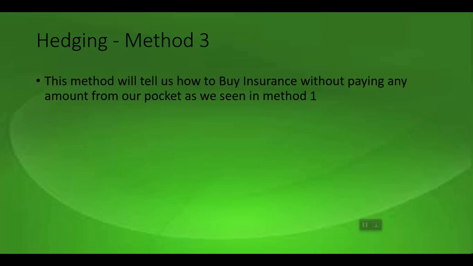Hedging method 3 is the method where we'll come to know how to buy the insurance without paying any amount from our pocket. In method 1, we saw that we pay 1000 rupees every month to buy the insurance as put options on the downside. In this method we'll have a look at how to buy that insurance at free of cost.